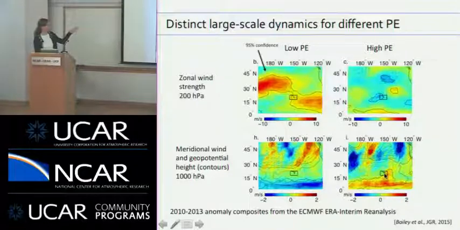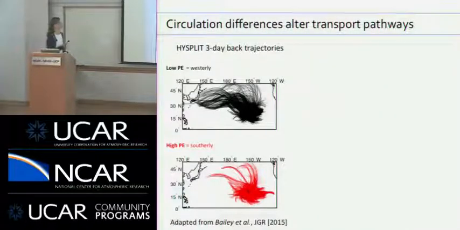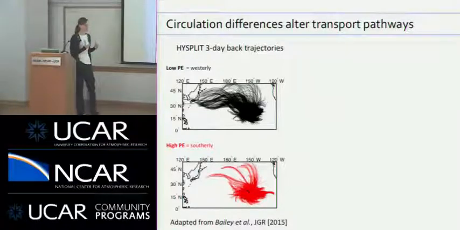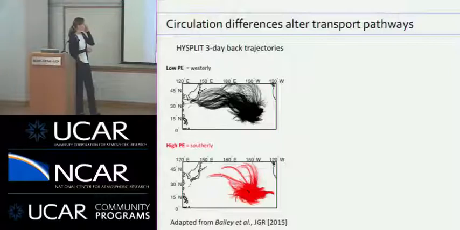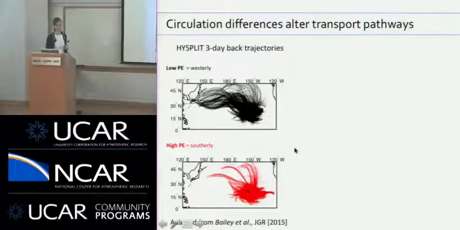And so you can really see how these different circulation pathways also affect the transport of air masses to this region. So these are some HYSPLIT 3-day back trajectories for low precipitation efficiency conditions and high precipitation efficiency conditions. When we have low conditions, we see much more air coming from the west, the northwest, the Eurasian continent. And when we have high conditions, much more of that air is coming from right around Hawaii and to the south.